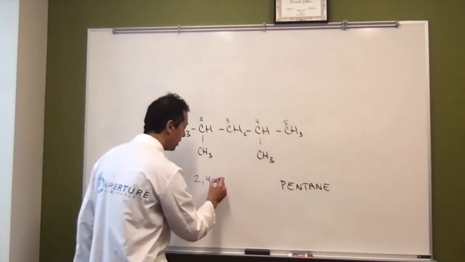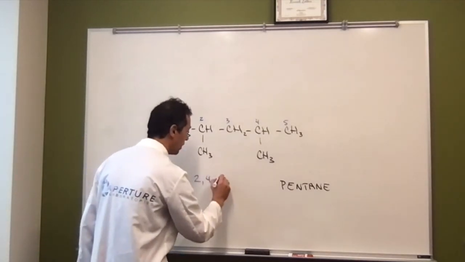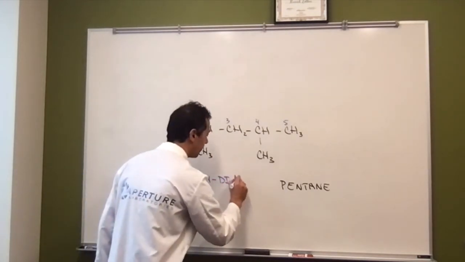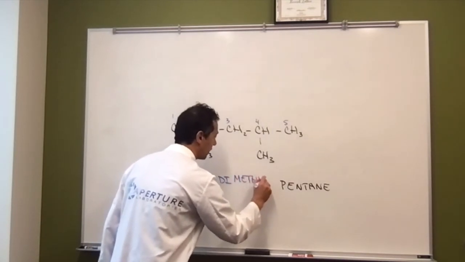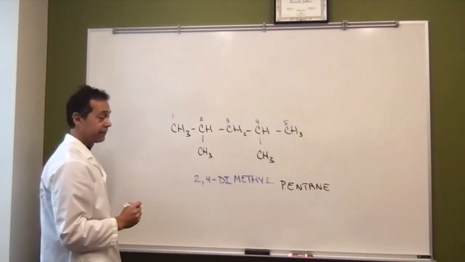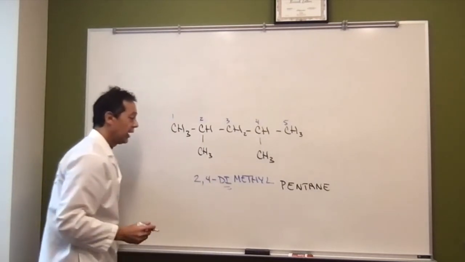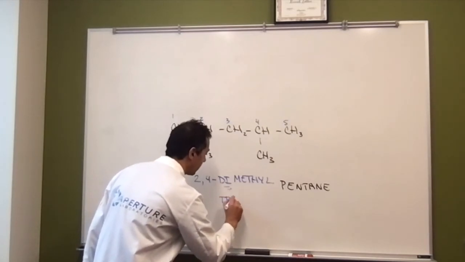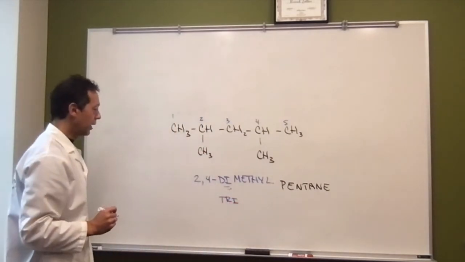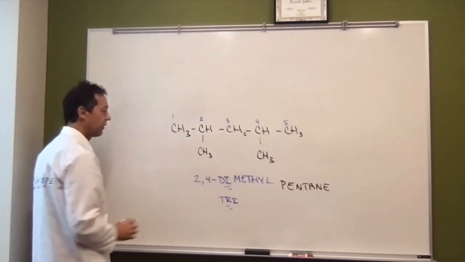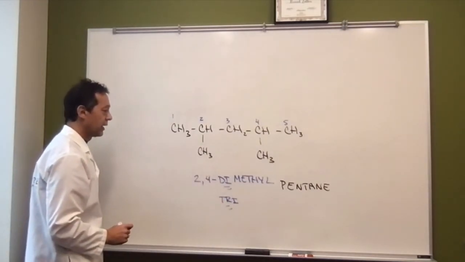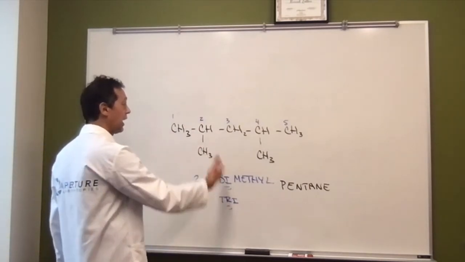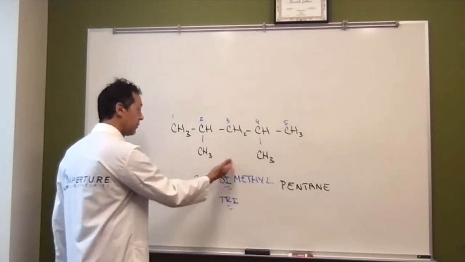And now we're going to use a little bit of Greek here. So we're going to say, because there's 2, we're going to go di for 2, methyl, pentane. So di meaning two. And if you had three on there, then that would be tri, like a tricycle. Okay, all right. So now we have two things attached. This becomes 2,4-dimethylpentane.